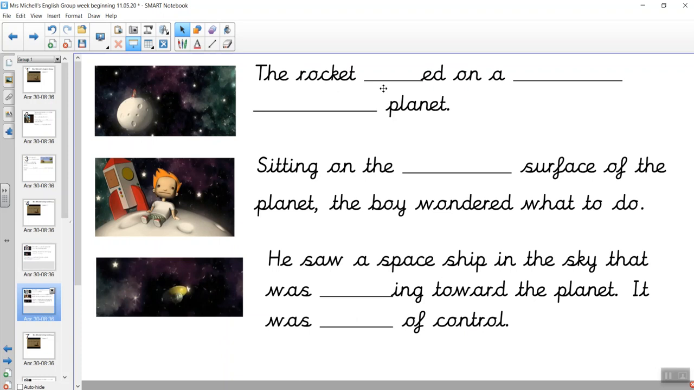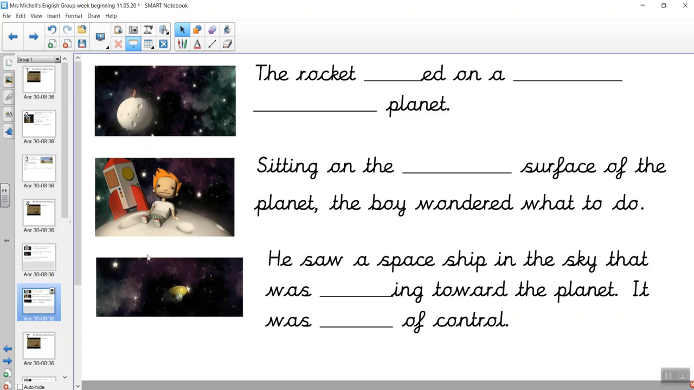The rocket landed on a small white planet. Sitting on the smooth surface of the planet, the boy wondered what to do. He saw a spaceship in the sky that was falling towards the planet. It was out of control.